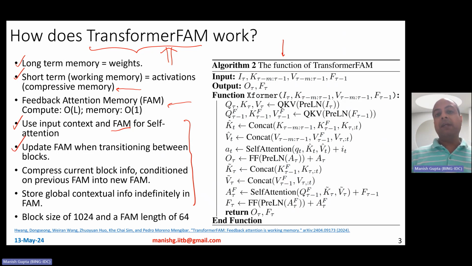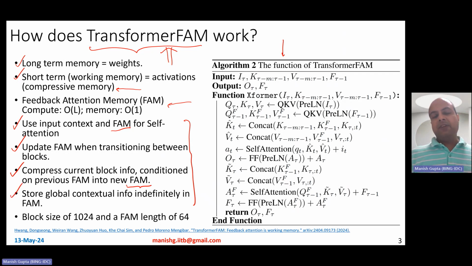Second, we must be able to update the feedback attention memory when transitioning between blocks. So when you're done processing this block, you must be able to update this memory. You must be able to compress the current block information by conditioning on the previous feedback attention memory into the new feedback attention memory. So when you overwrite it after the processing is done for the current block, you must basically incorporate the information so far as well, right?